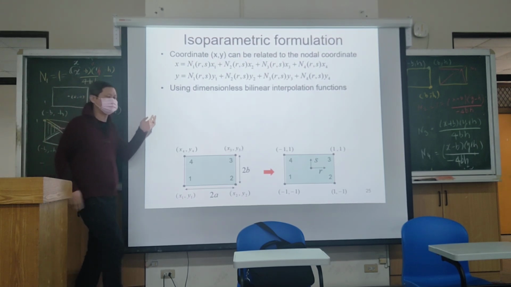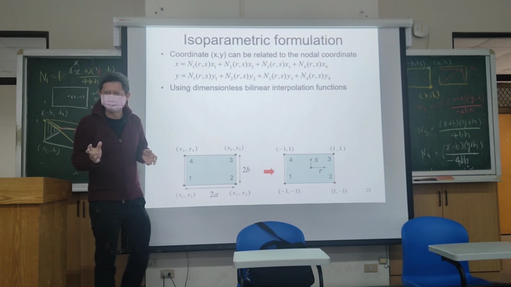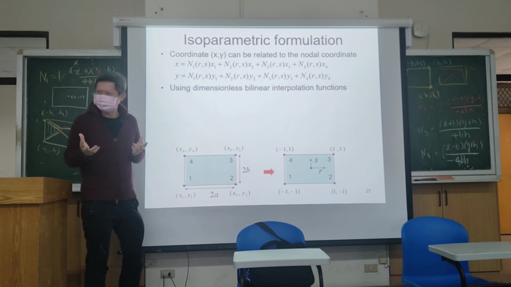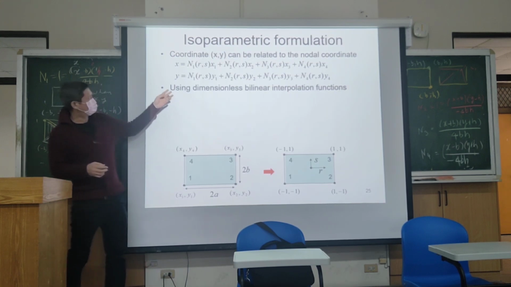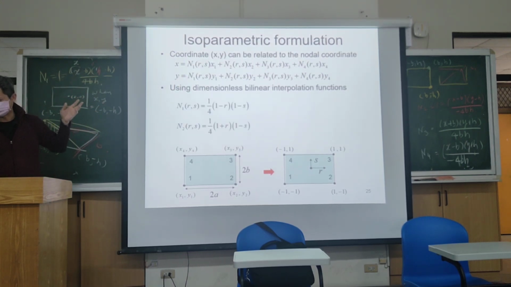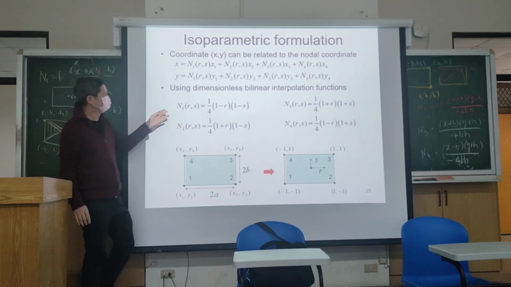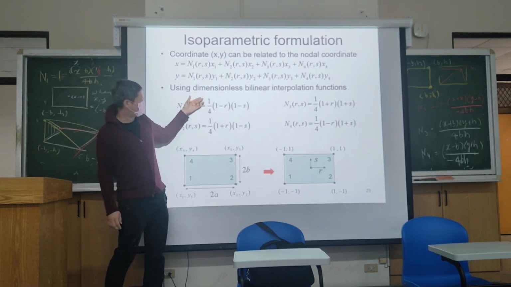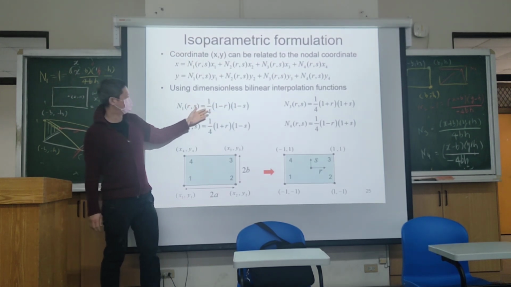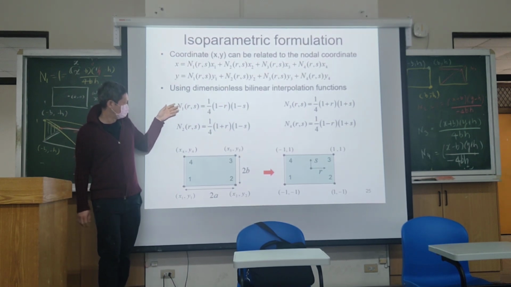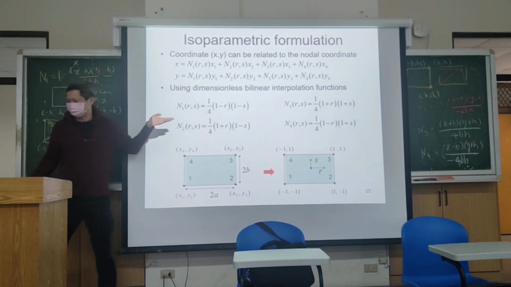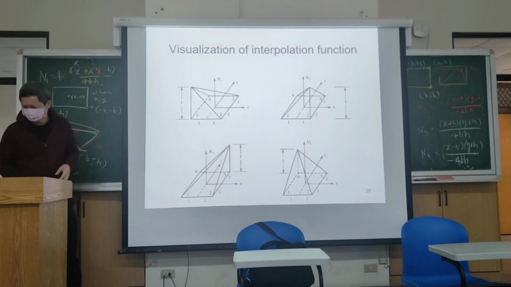So in the present transformation, it is a coordinate transformation, where the coordinates change from b and h to minus 1 and 1. So at this point your coordinates are fully expressed in natural coordinates. So now N1, N2, N3, N4 are all expressed in this form. 1 minus r times 1 minus s divided by 4 for shape function 1. And for shape function 2 is 1 plus r, 1 minus s divided by 4. Likewise, you can do for shape function 3 and 4.